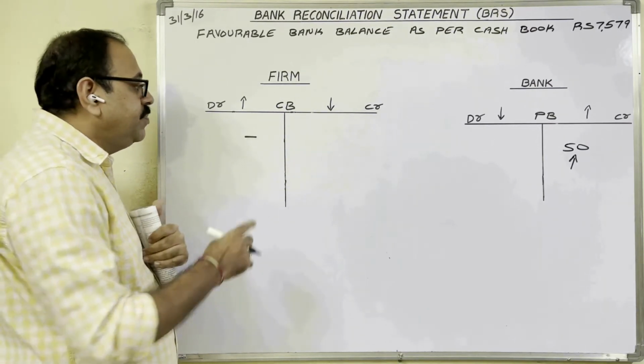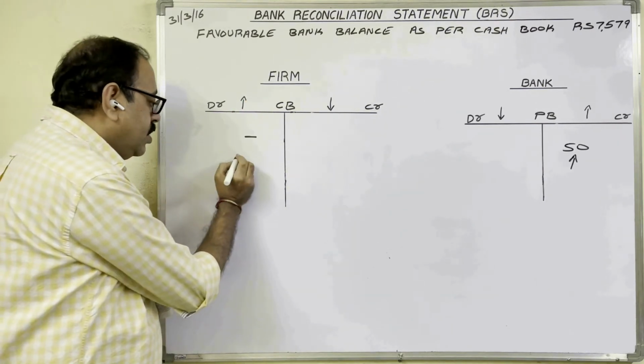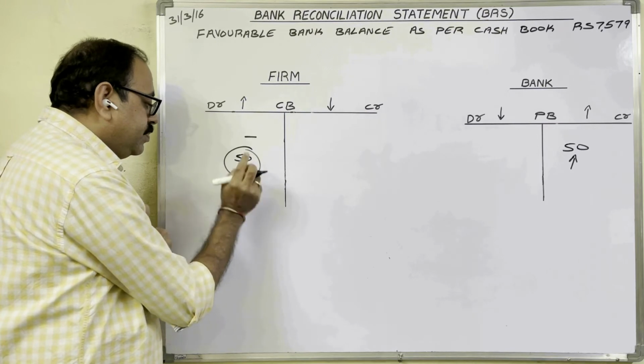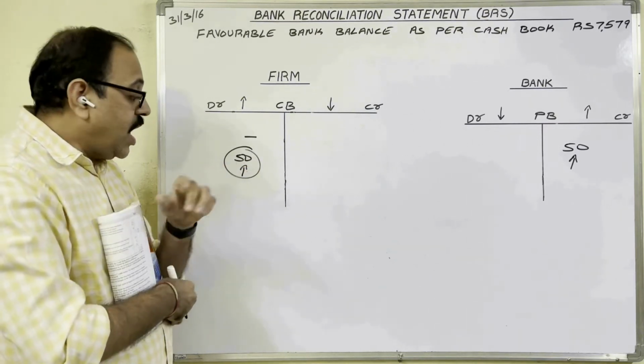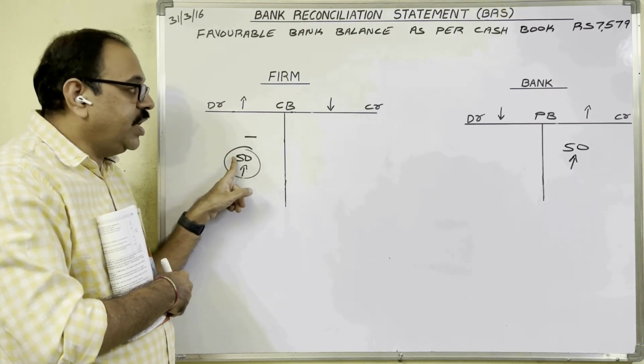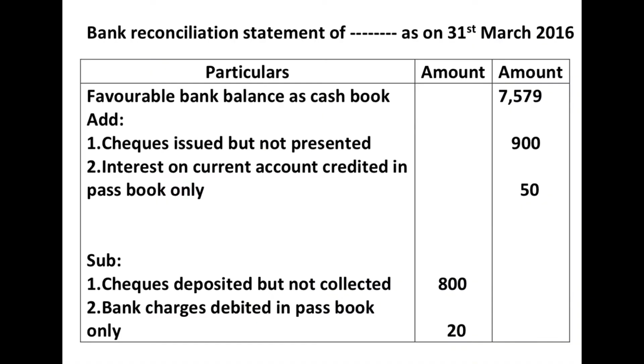Increase means which side? In the cash book, the debit side, no? 50 rupees increase in the cash book. This is our answer. Our answer is coming as increase. Means we should add this 50 to that bank balance. Interest on current account credited in passbook only. In the outer column, 50 rupees.